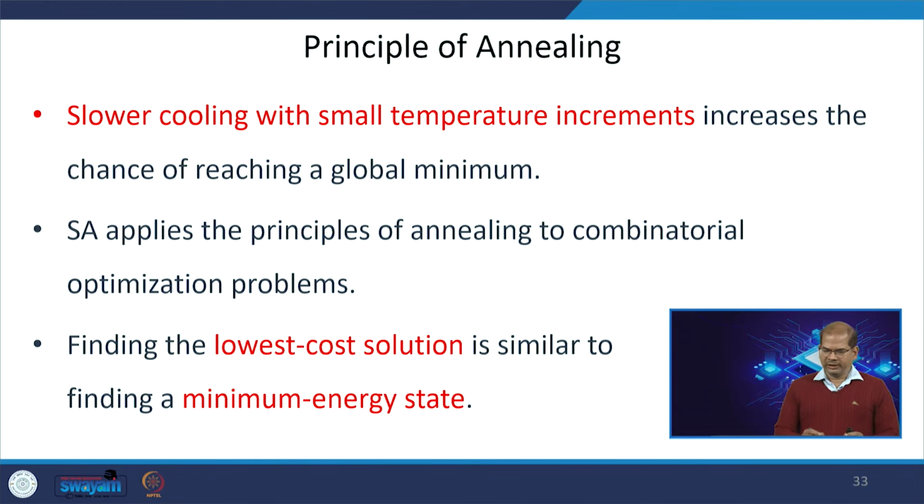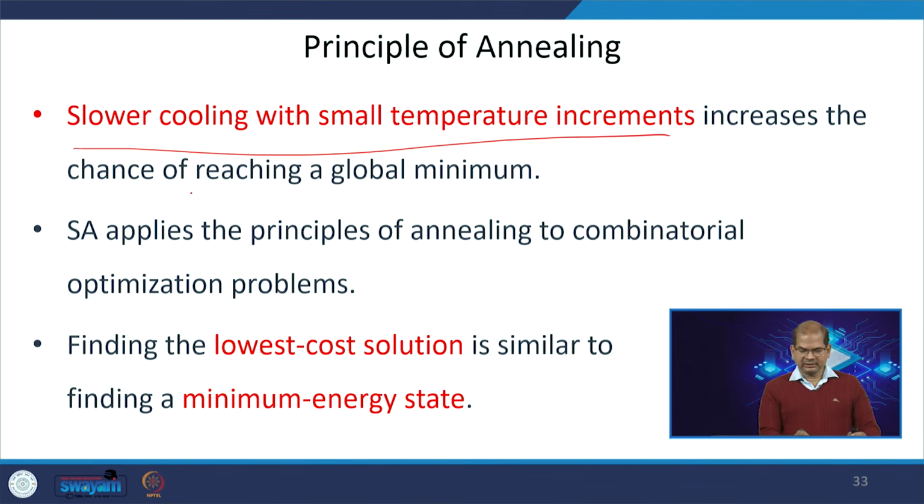Slower cooling with small temperature decreases increases the chance of reaching a global minimum. So the process of cooling with small changes in the temperature leads to getting into a global minimum. We are exploring the search space with different possible conditions of the temperature.